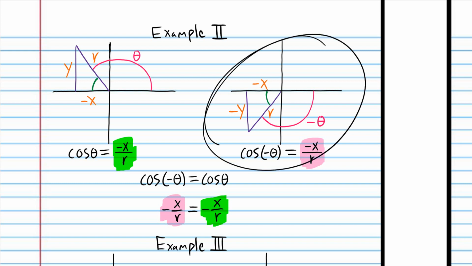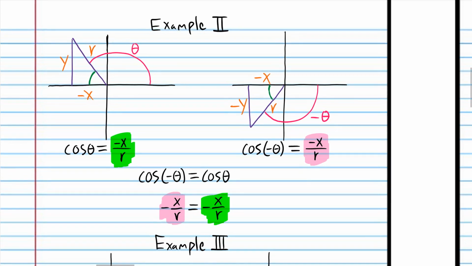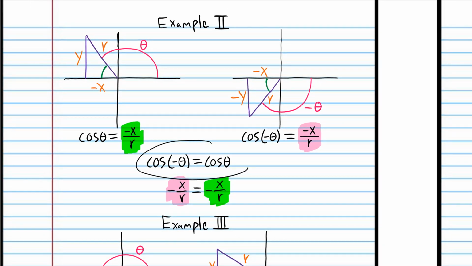Now over here, let's draw the exact same angle measure, except it's going to be negative theta. So it's going to rotate in the clockwise direction. Well, now when we find the cosine of the negative angle, it's the exact same value, negative x over r. So we get the same expression. So the cosine of a negative angle is equal to the cosine of a positive angle. Or another way to say it is the cosine of an angle is equal to the cosine of the opposite angle.